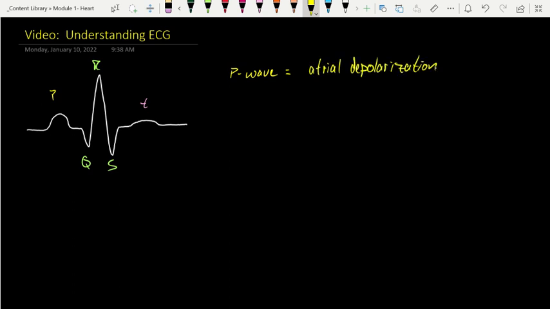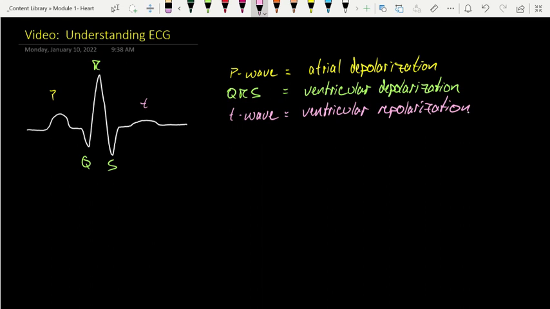We return then to baseline, and then there's a bit of a gap there. And then we initiate the QRS complex. And QRS is all about ventricular depolarization. We once again return to zero, to baseline. And that leaves us with the T wave, which represents ventricular repolarization.